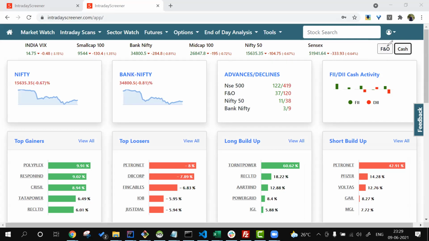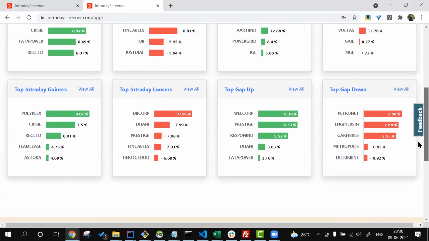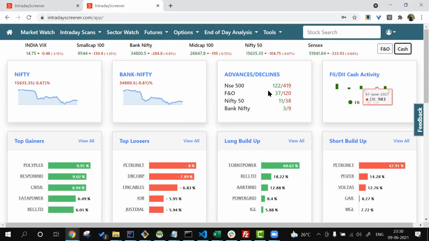You can easily toggle between FNO and cash if you want to only trade in FNO stocks or only in cash stocks, as per your wish. This screen is called a market watch page, which contains a detailed market summary of Nifty and Bank Nifty along with its chart, advances declines, FII, DII, cash activity, top gainers, top losers, long build up, short build up, top intraday gainers, top intraday losers, top gap up stocks and top gap down stocks. So all these stocks are mentioned on this page, which is the market summary page.